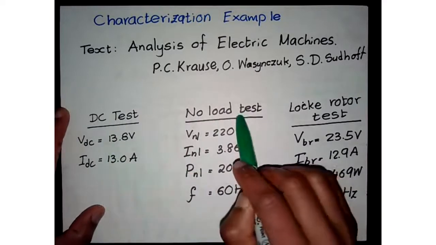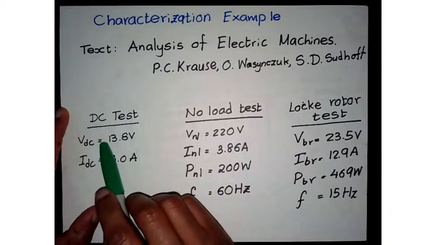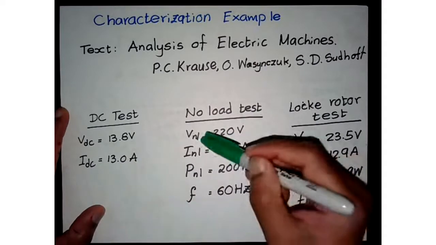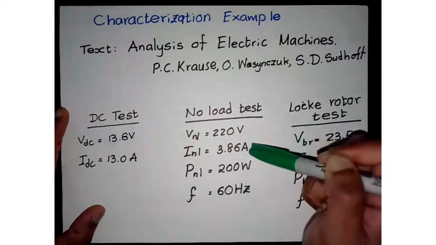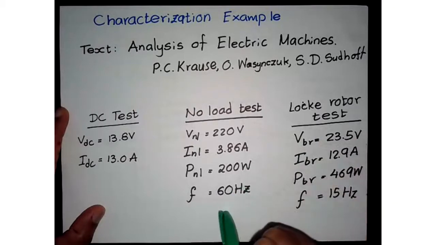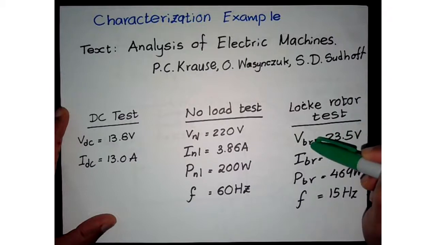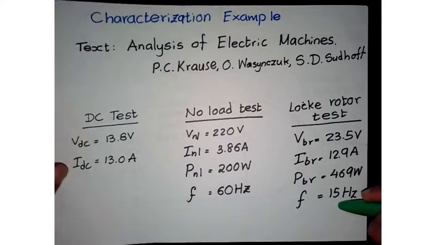Here are the data that we collected from each case. From the DC test, we apply a DC voltage phase to phase, and we measure current. In the no load test, there's no load on the shaft, and we apply a voltage and measure the current and the power at a given frequency. Here we are doing a locked rotor, or blocked rotor, test. BR is for blocked rotor, and we're applying a voltage less than the rated voltage because you're in a stall condition, and the frequency is somewhat lower too. So let's dive into the procedures.